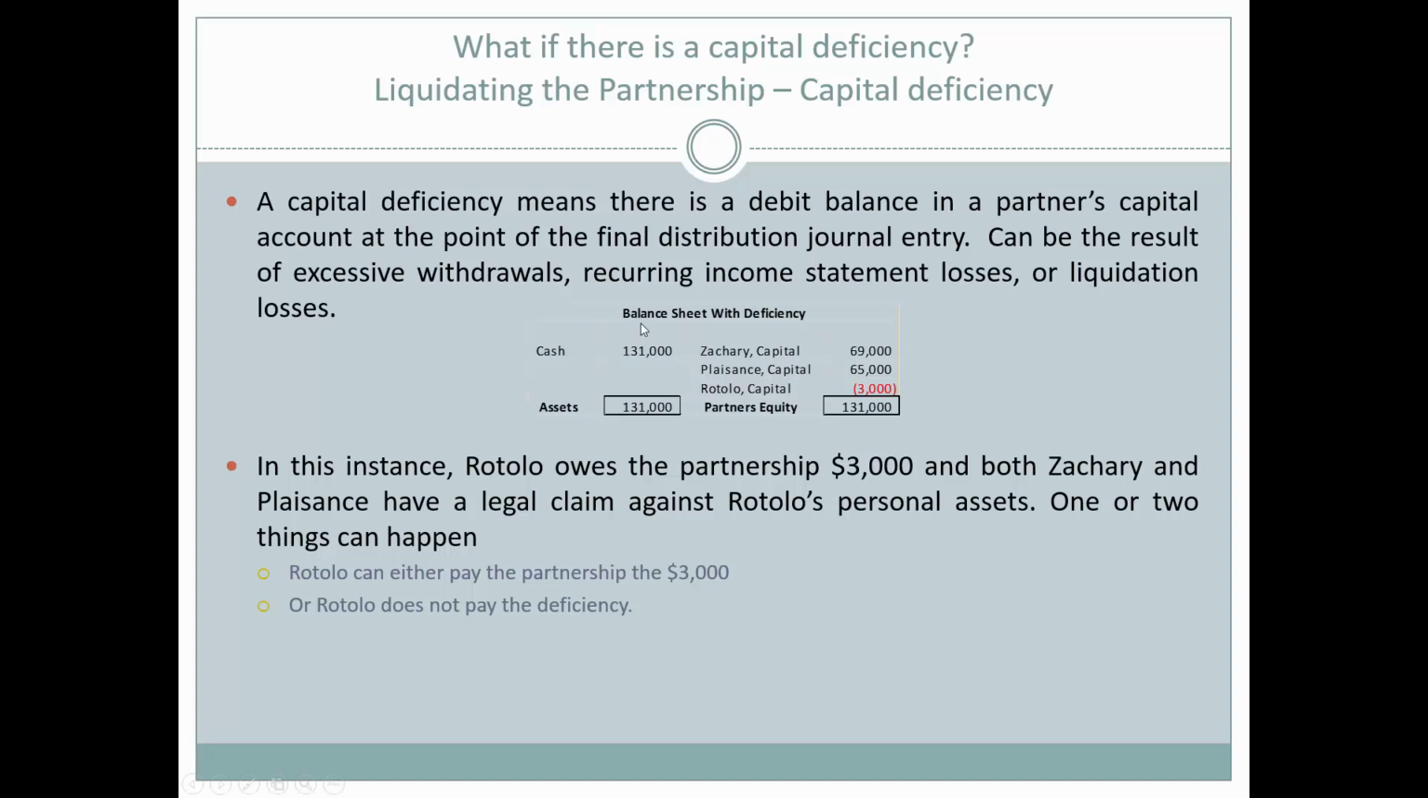So in this instance, let's look at a balance sheet with a deficiency. We have cash of $131,000. We have two partners with a credit balance and one partner with a debit balance, and so the partnership equity is $131,000. Now, theoretically, this partner's capital balance would be on the debit side of this, but that would be in a trial balance.